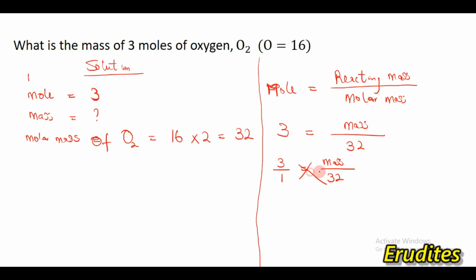If we cross multiply, mass times 1 will still give us mass. So the reacting mass is equal to 3 times 32, and that is equal to 96 grams. Mass is measured in grams. This is our answer to this particular question. The major thing here is to remember that mole is equal to reacting mass over molar mass. That is the simple formula for calculating the mole of a substance.